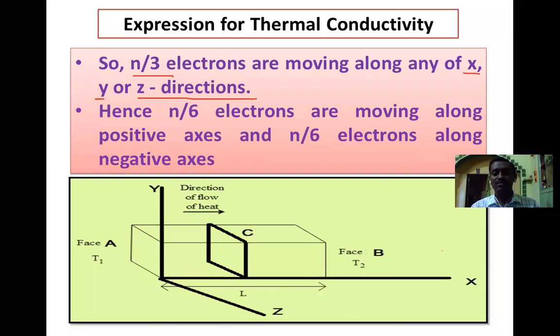In general, according to the assumptions of Drude-Lorentz free electron theory, along the x direction n by 3 electrons are moving. Among these, half of the electrons move along the positive axis and half along the negative axis. Half of n by 3 is n by 3 into 1 by 2, that is n by 6. So n by 6 electrons move along the positive x axis and n by 6 along the negative x direction. Again n by 6 electrons move along positive y direction and similarly along negative y direction, and similarly for the z direction. Therefore, n by 6 electrons move along the positive x, y and z axes, and n by 6 move along the negative x, y and z axes.